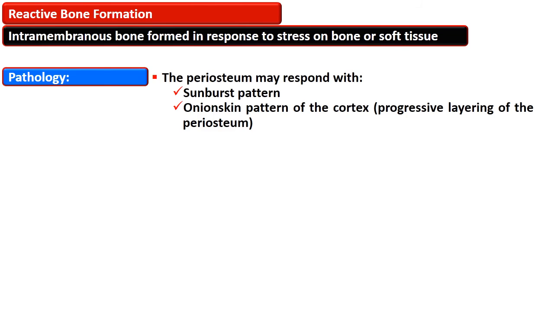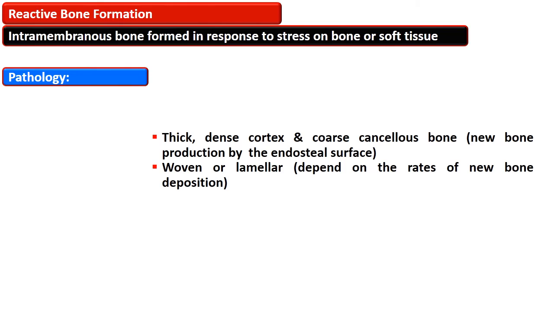The periosteum may respond with a sunburst pattern, or due to progressive deposition or layering of the periosteum, it may result in an onion skin appearance of the cortex. Radiologically, the cortex is thick and dense, and the cancellous bone is coarse.